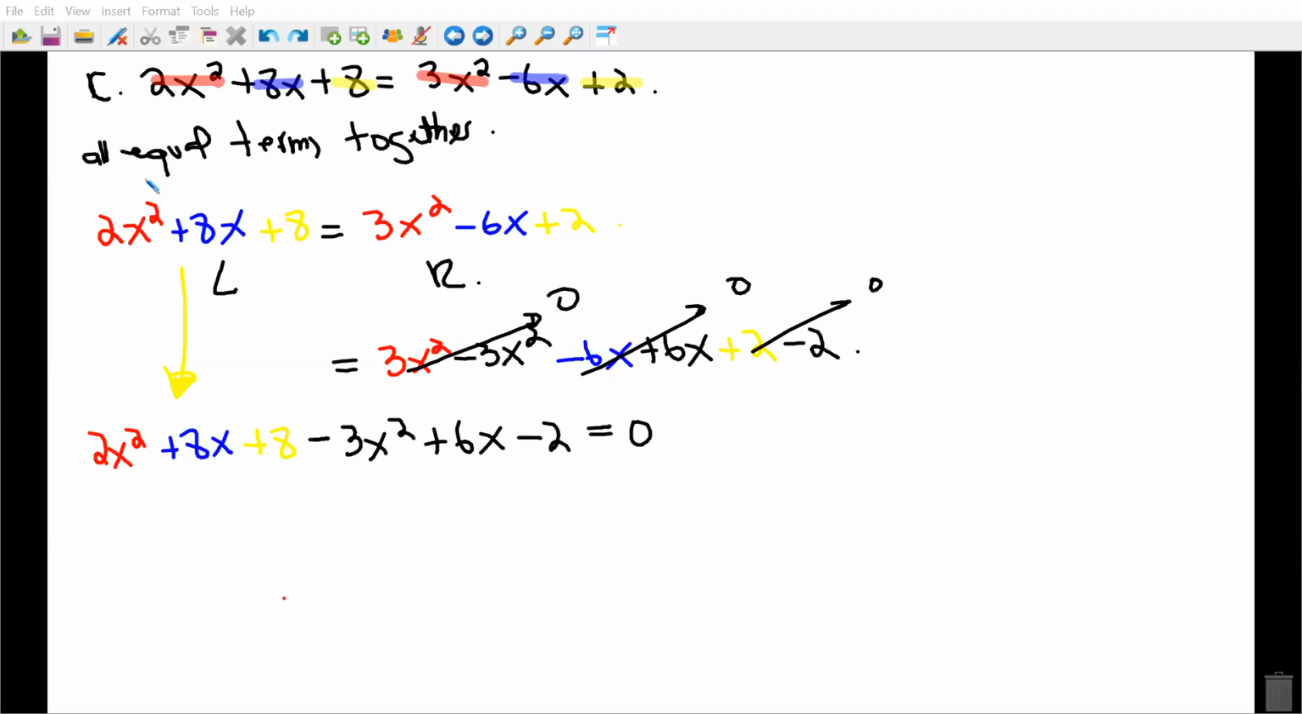Okay, now I am going to collect my like terms again. So this one would be in red, right? Because they are like. And this one will be in blue. And this one will be in yellow. Yes? So I will have my 2x squared minus 3x squared. And 2x squared minus 3x squared is equal to negative x squared, right? Yes or no? Yes.